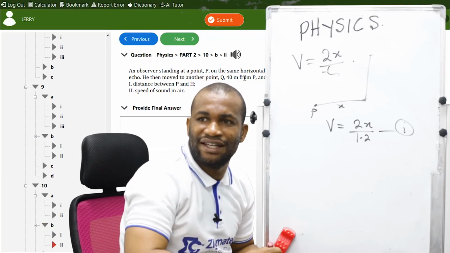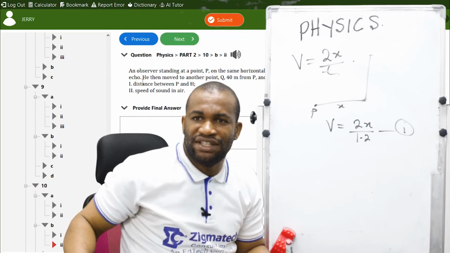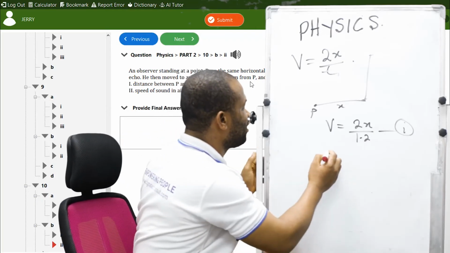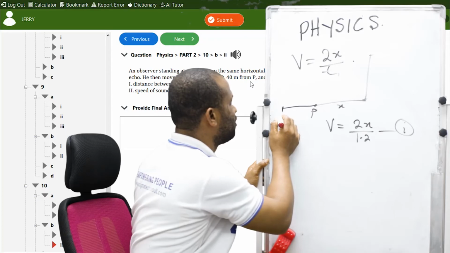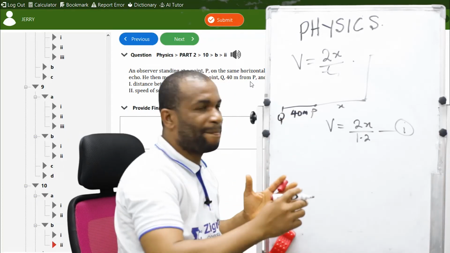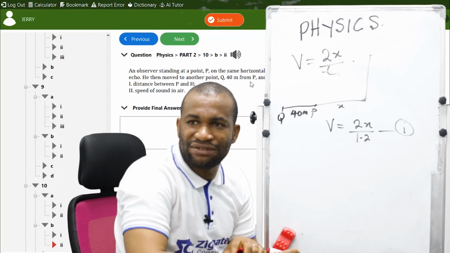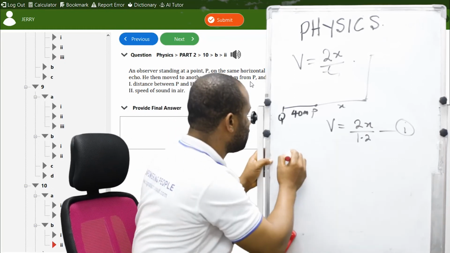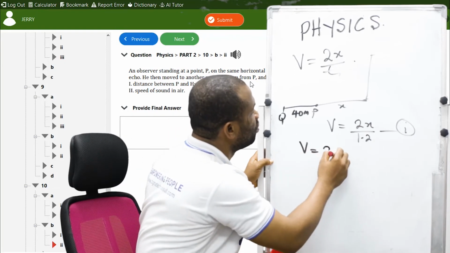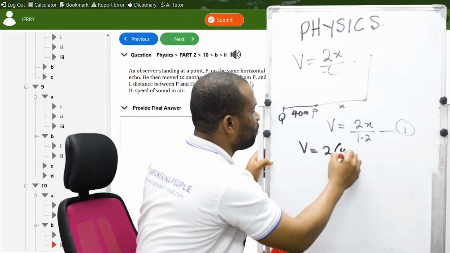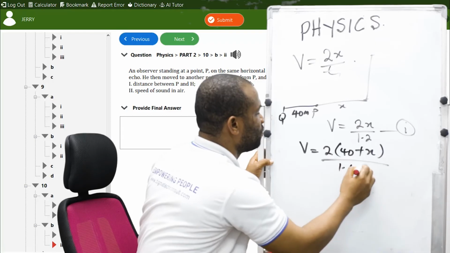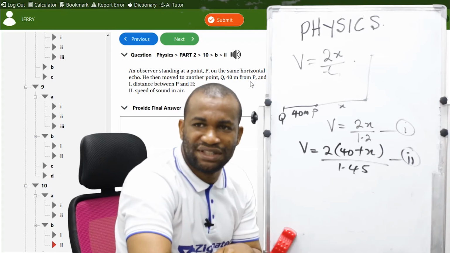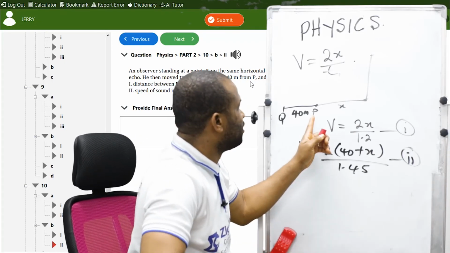Now, he hears the echo. He then moved to another point, 40 meters from P. Let me call this Q. 40 meters from P. He shouts again, but the echo was heard 1.45 seconds later. So from this point now, V is still going to be 2 times distance, because from here to here, it's going to be 40 plus x, all over 1.45. This is equation 2. Calculate the distance between P and Q and H. Okay, this is P and this is H.